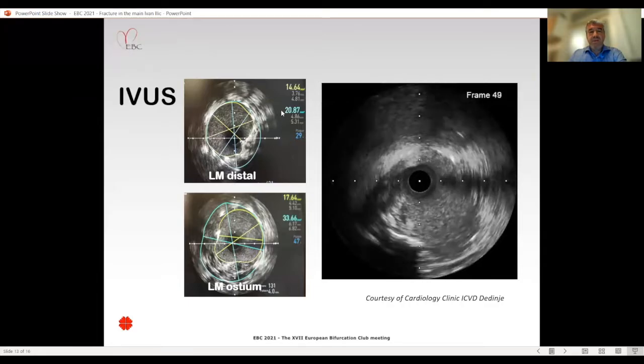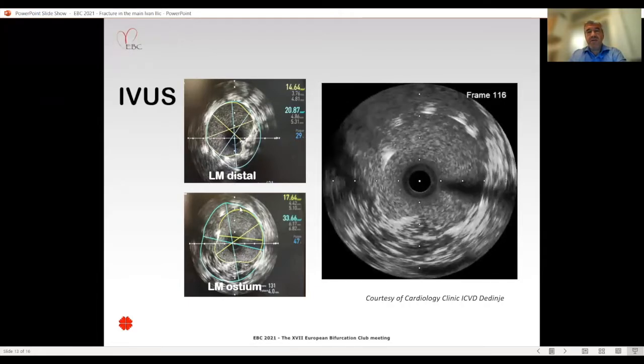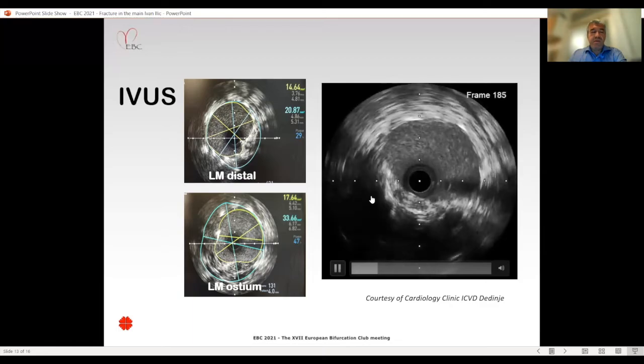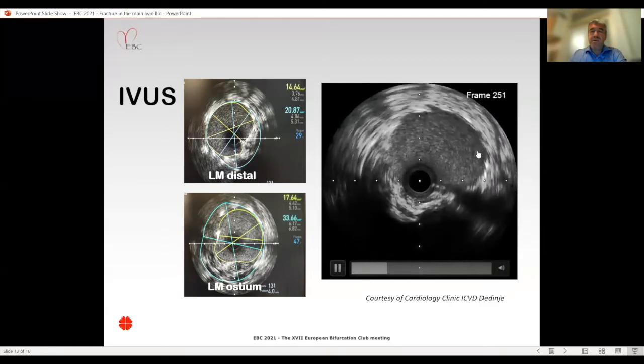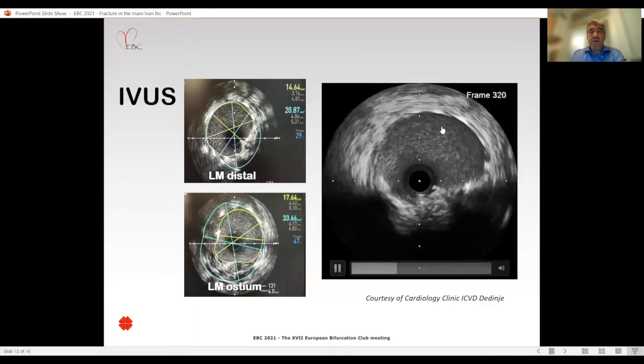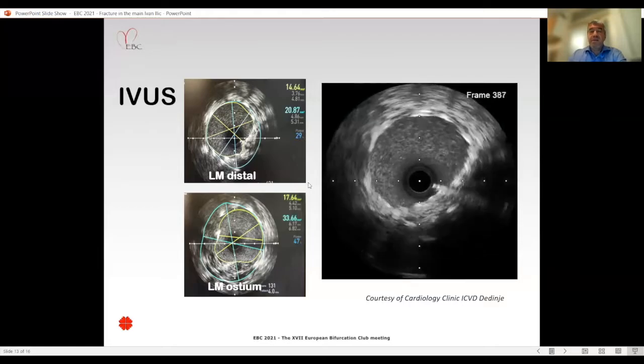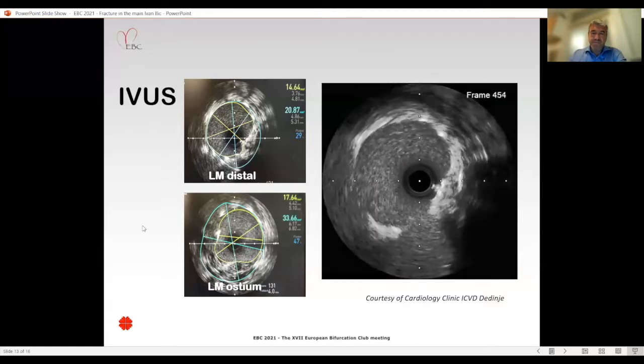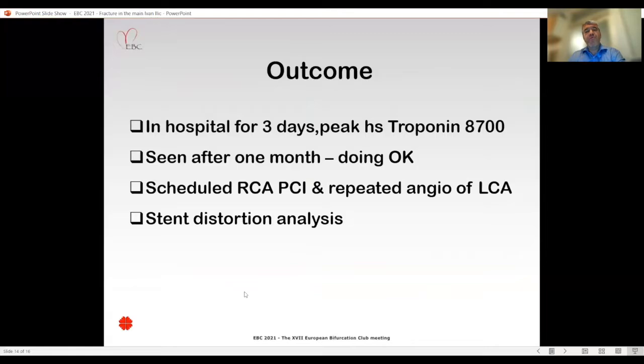We repeated IVUS, the diameters and cross-sectional area were greater, and you can see there's an optimal, or I would say adequate, expansion of the stent in the left main. The patient stayed in hospital for 3 days, and he was seen 1 month after the procedure, doing okay. We scheduled repeated PCI of the right coronary artery and angiography, and probably imaging of the left coronary artery.